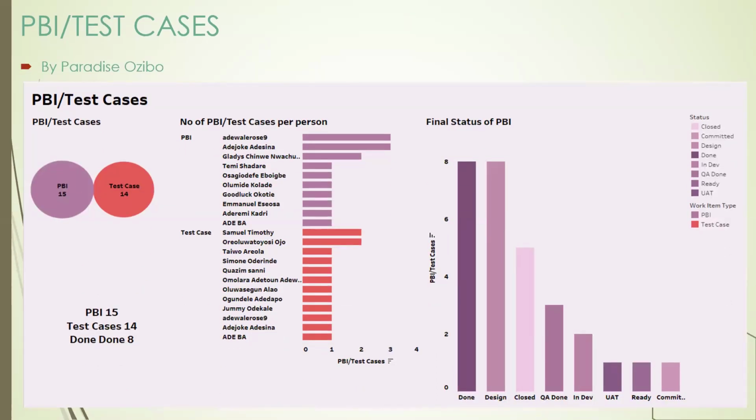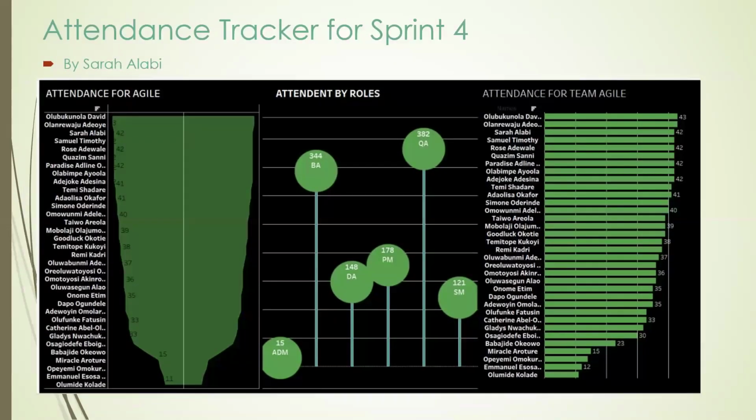This is the PBI and test cases analysis by each BA, showing how they carried out their user stories, how the user stories were written, and how the test cases were done. Next slide, please. This is the attendance for the sprint. Next slide, please.